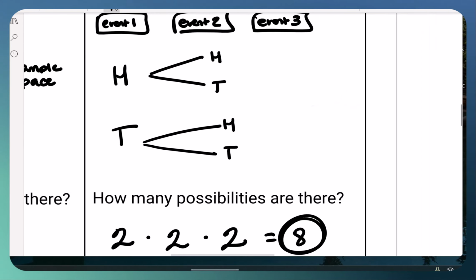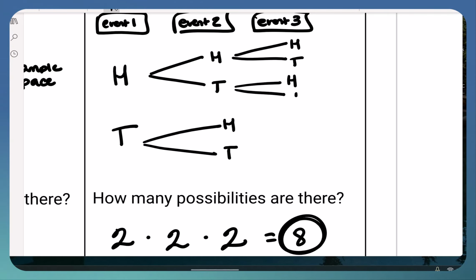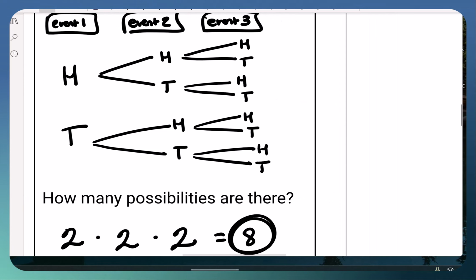So after event 2, I have 4 possibilities. And then event 3, I'm going to multiply that again by 2, which is going to create 8 possibilities. Now that's your tree diagram. Tree diagram is not sample space, so we're going to have to actually write out all of the possibilities. So the easiest way for you to do that is just kind of write for each event in 3, okay?